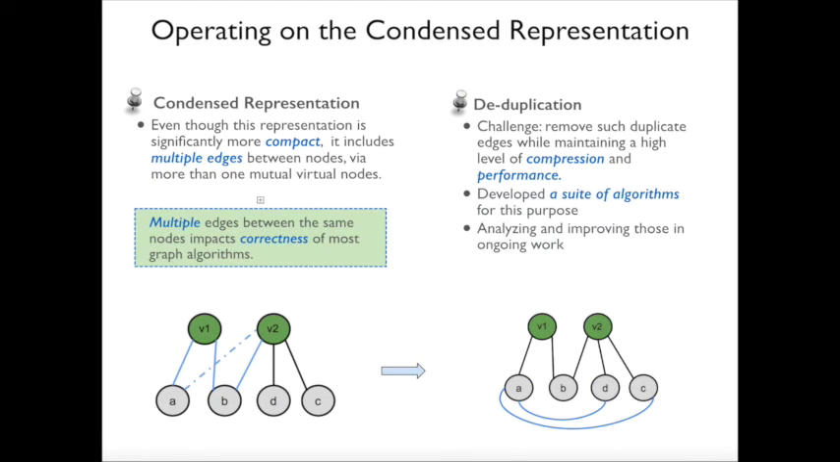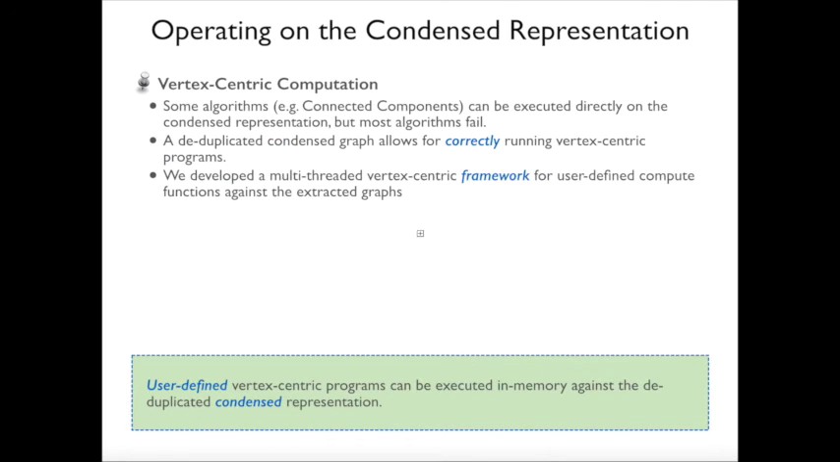The catch, however, is that this representation now includes multiples of the same edges when nodes are connected to one or more common virtual nodes, which can impact the correctness of most graph algorithms. For this, we have developed a suite of algorithms for removing these duplicate edges while maintaining a level of compression as well as performance in the resulting graph. Once deduplicated, users can correctly execute Vertex-centric programs on top of these condensed graphs using our multi-threaded Vertex-centric framework implementation.